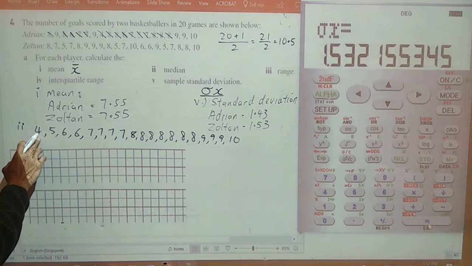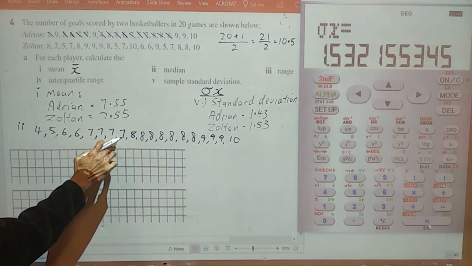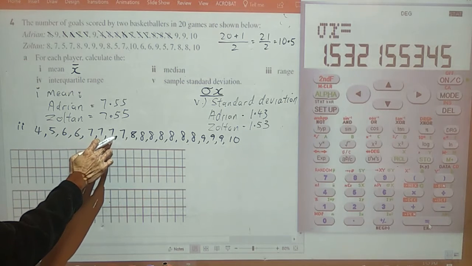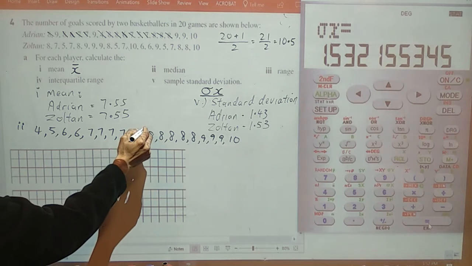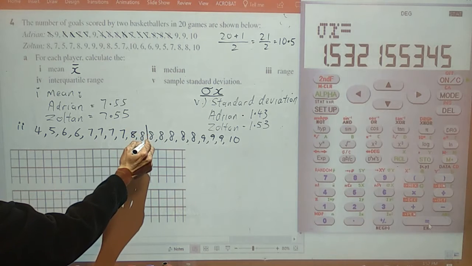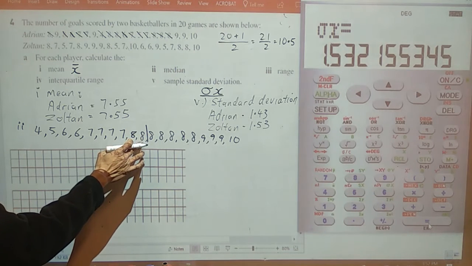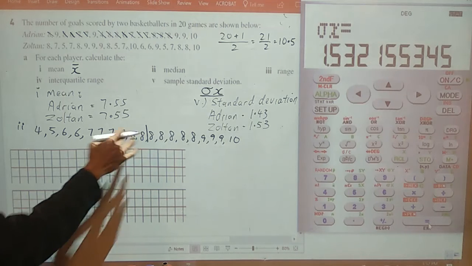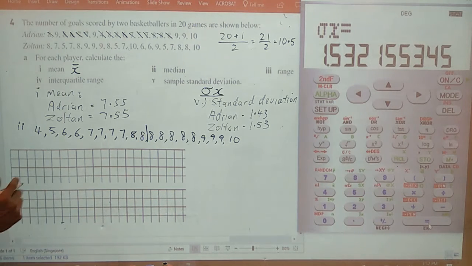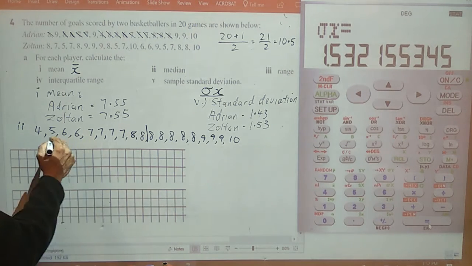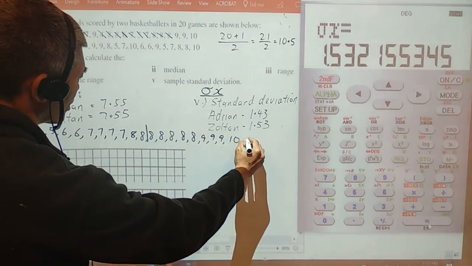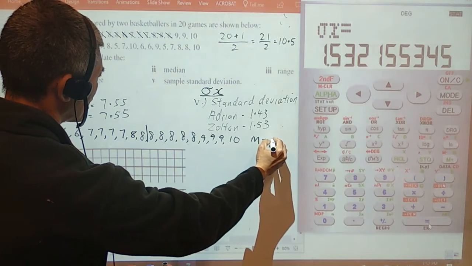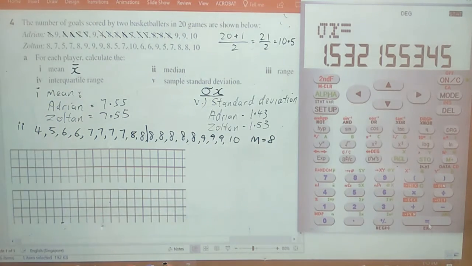All right, so let's look at where the median is. So we count 1, 2, 3, 4, 5, 6, 7, 8, 9, 10. So the median is in between the 10th lowest score and the 11th lowest score, which is still 8. So the answer, the median for Adrian, is actually 8.